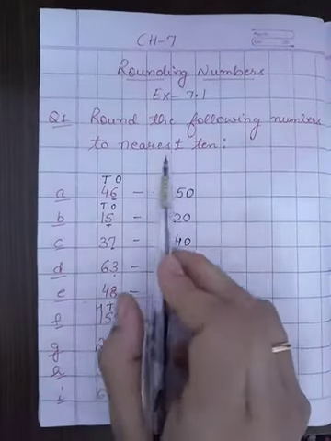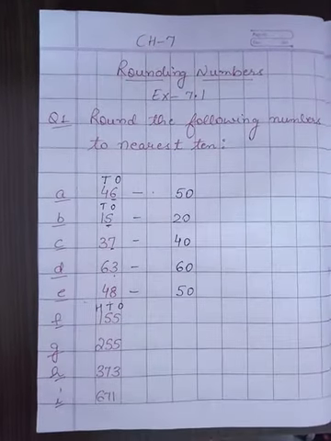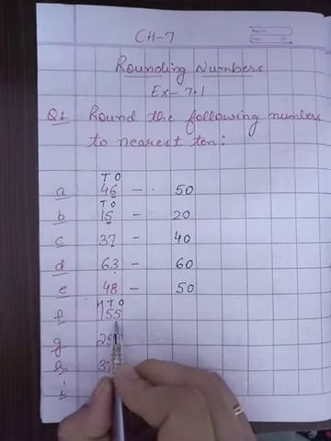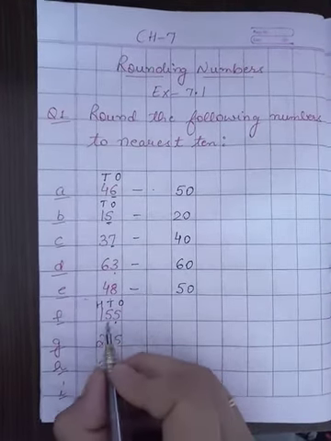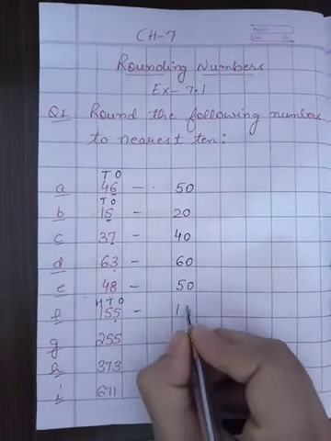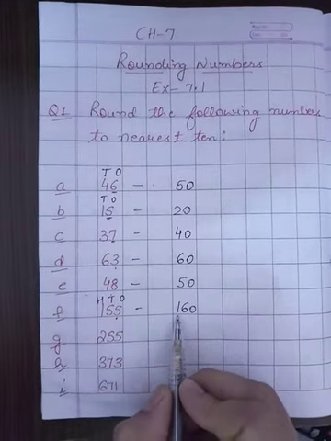So here we have to round off to the nearest 10. If you have to round off to the nearest 10, you have to focus on the ones place. In this question, the digit on the ones place is 5. It means I have to add 1 in the tens place digit. So my answer will be 160. The hundreds place digit will remain the same, no change in the hundreds place.